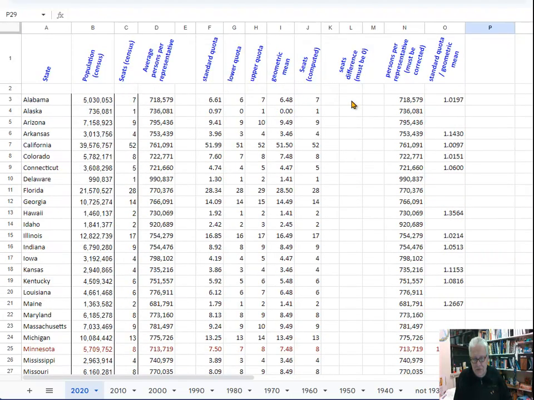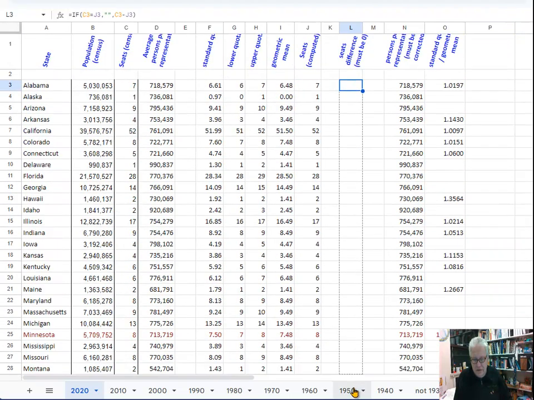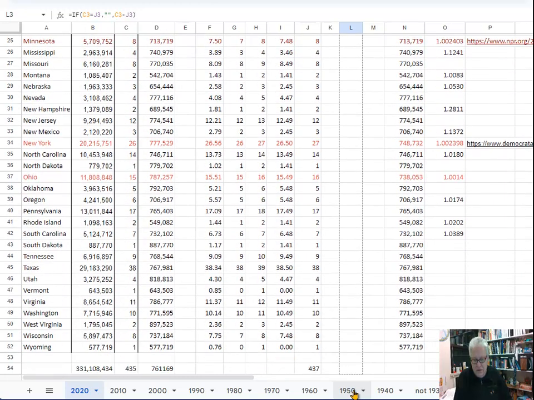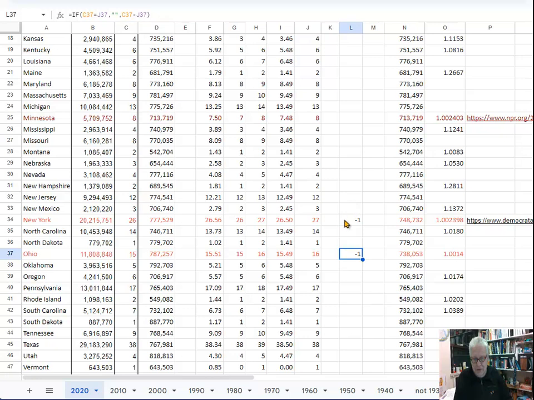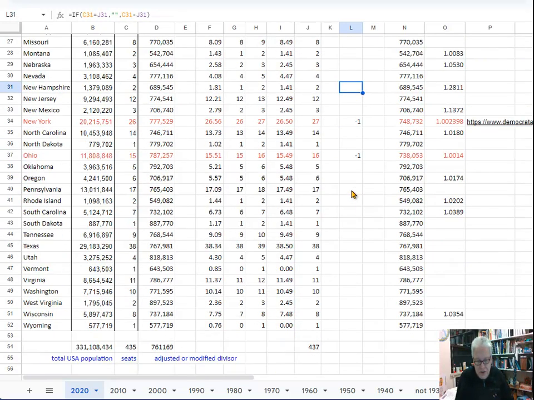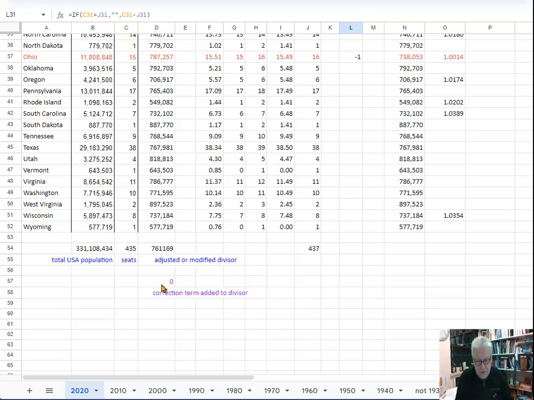In fact, when I pull this number down, we will see a couple of negative ones, one for Ohio and one for New York, and not for Minnesota, because New York is actually a little bit closer to the 1.00. So again, we're going to adjust, and you can try any number you want there. Again, usually they're in the hundreds or thousands.